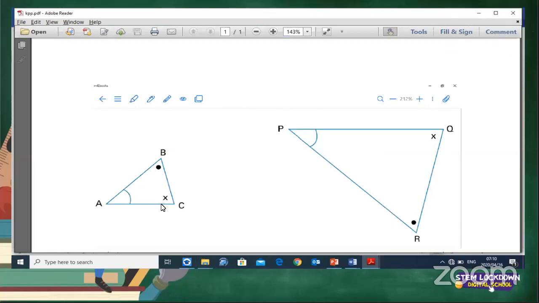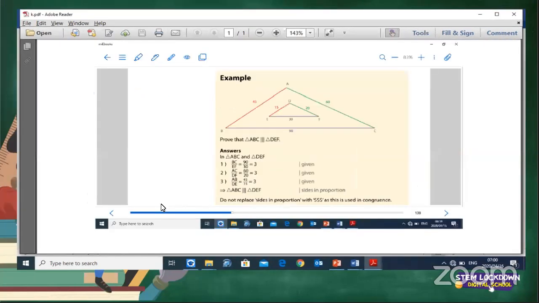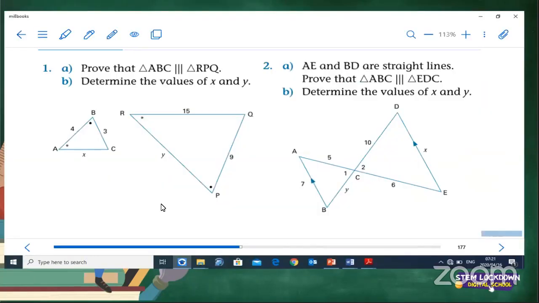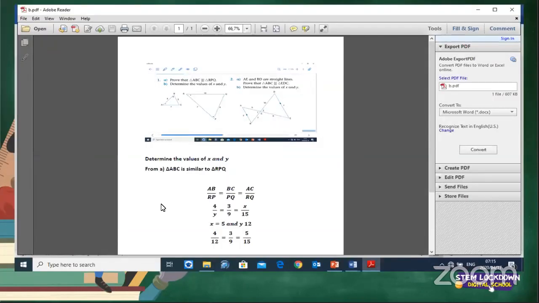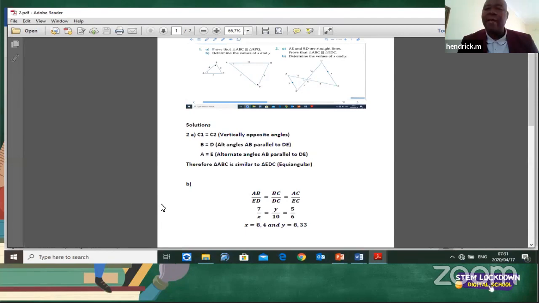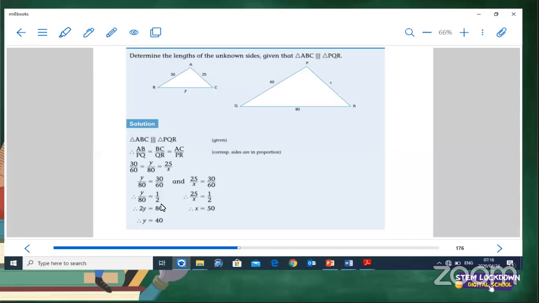For this slide, sir, isn't this Pythag because you usually solve for X? But there's no right angle. You use the theorem of Pythagoras when it's a right angle triangle. Exactly. When it is a right angle triangle, yes, you can use Pythagoras. Definitely. I agree with you. But at this stage, these are just triangles, no angle. Okay. Thank you, sir.